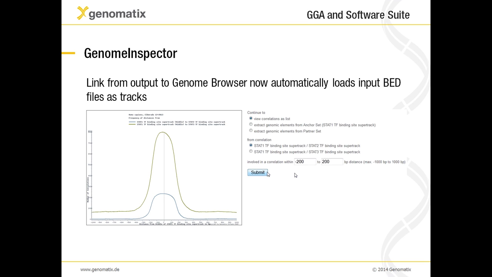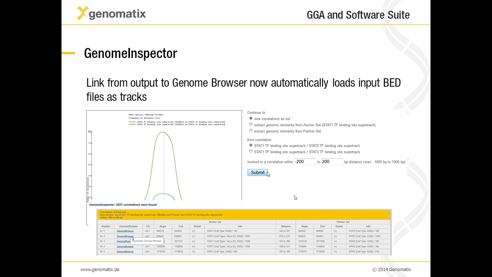Now what has changed is that you only see it after you generated a list of correlations or genomic elements based on the distance of the correlation that you find here. So for example, if I wanted to extract a list of correlations with my STAT2 binding regions in a window of 200 base pairs upstream and downstream of the 0 point here, so like from here to here, I would get such a list, and from this list I can jump into the Genome Browser to see what is actually there.